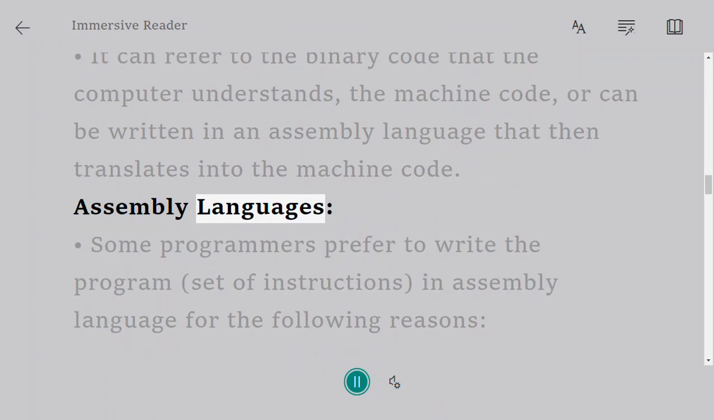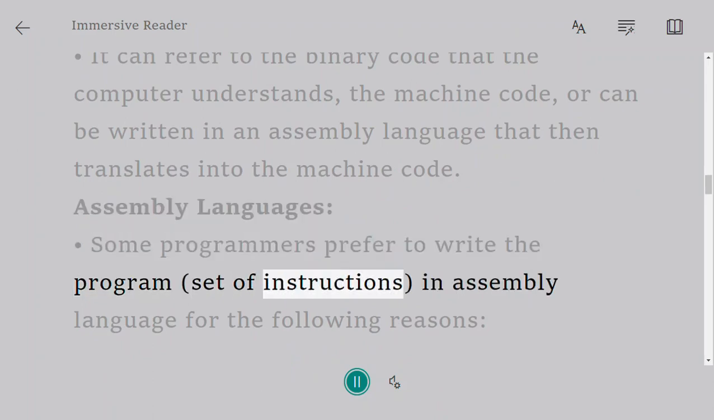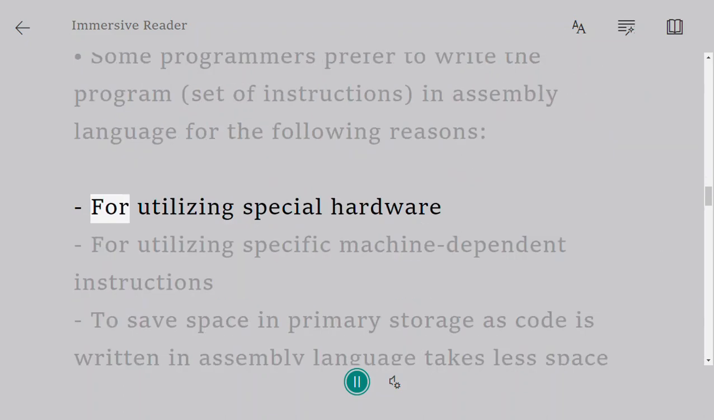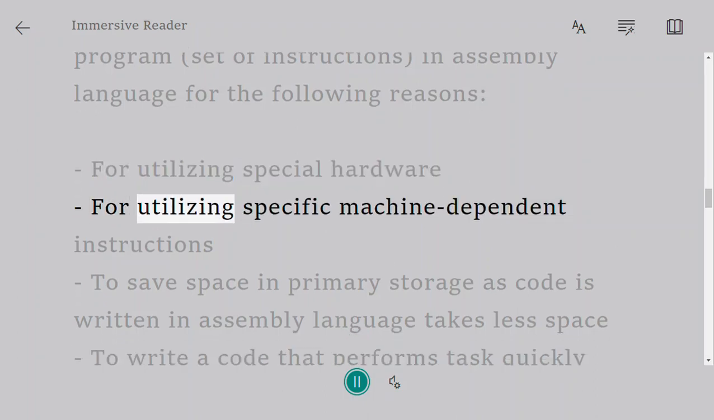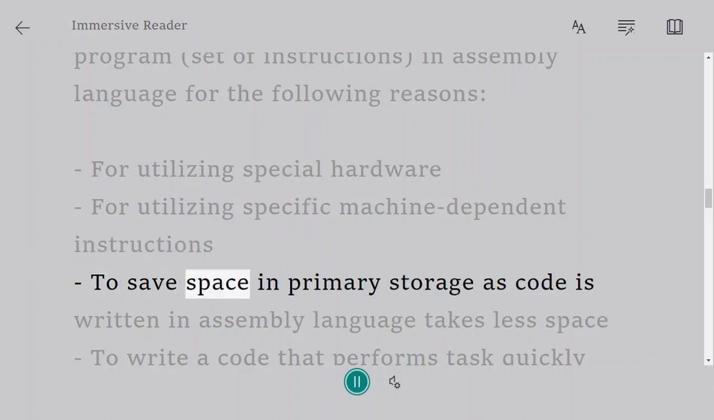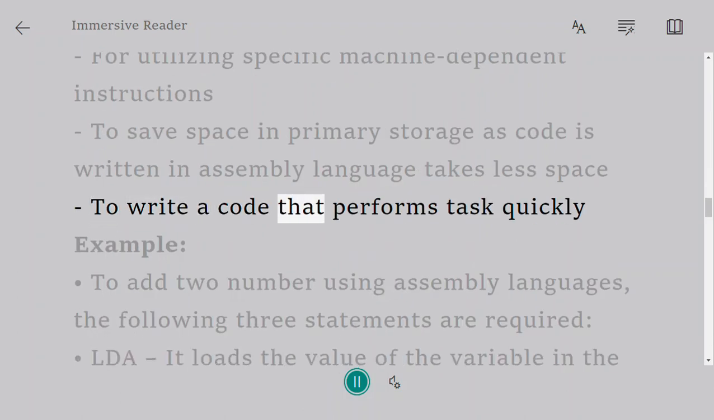Assembly languages. Some programmers prefer to write the program, set of instructions, in assembly language for the following reasons. For utilizing special hardware. For utilizing specific machine-dependent instructions. To save space in primary storage, as code written in assembly language takes less space. To write a code that performs tasks quickly.